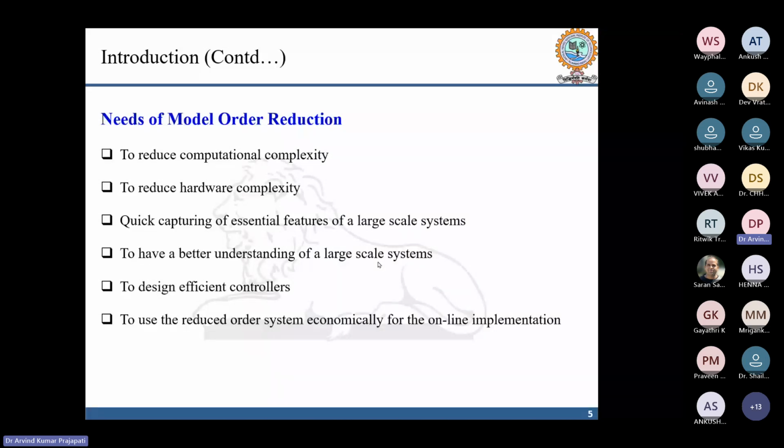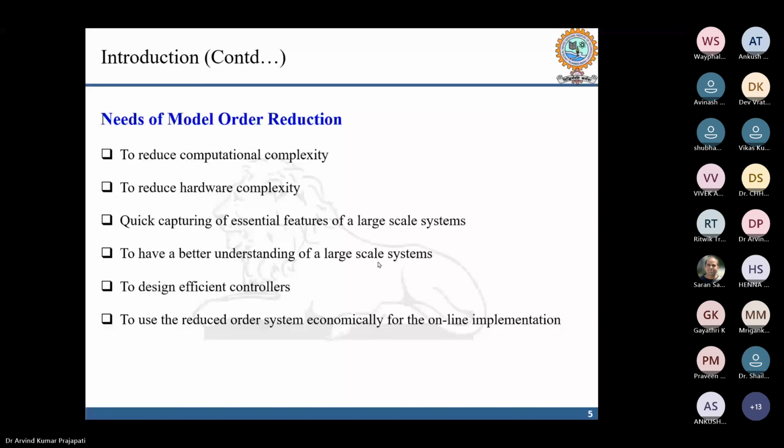If a complicated system with an order of more than 3 is replaced by one with an order less than 3, then we can easily design the controller for that reduced order model, and then implement that controller in the original system. Also, for online implementation, if we use model order reduction, then we can implement it economically.